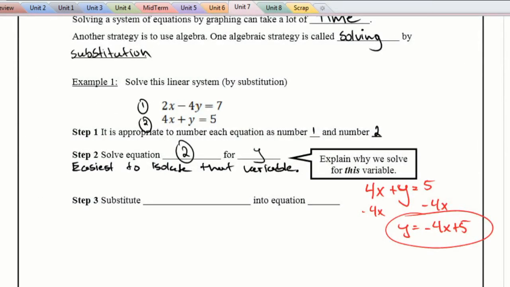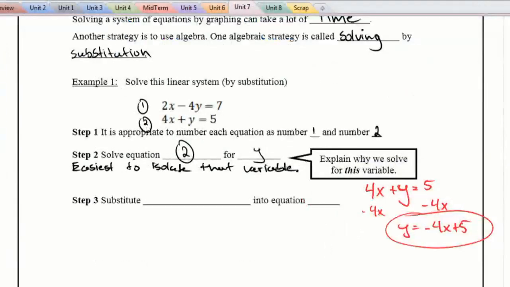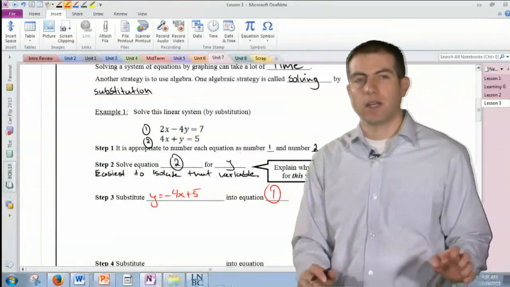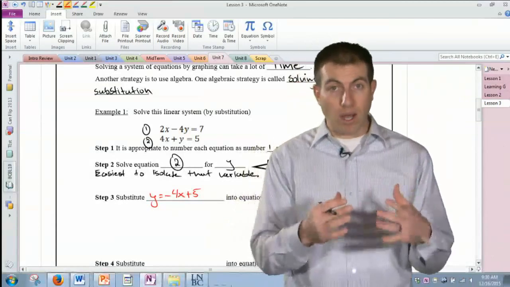All right, so the title of the lesson was solving by substitution. So what I'm going to do is take this y is equal to negative 4x plus 5, and I'm going to substitute it into the second equation. Or sorry, I meant the first equation. I don't want to substitute it back into itself. That doesn't really make sense. I'm trying to solve the system of equations, so I know I can isolate y in the second equation.